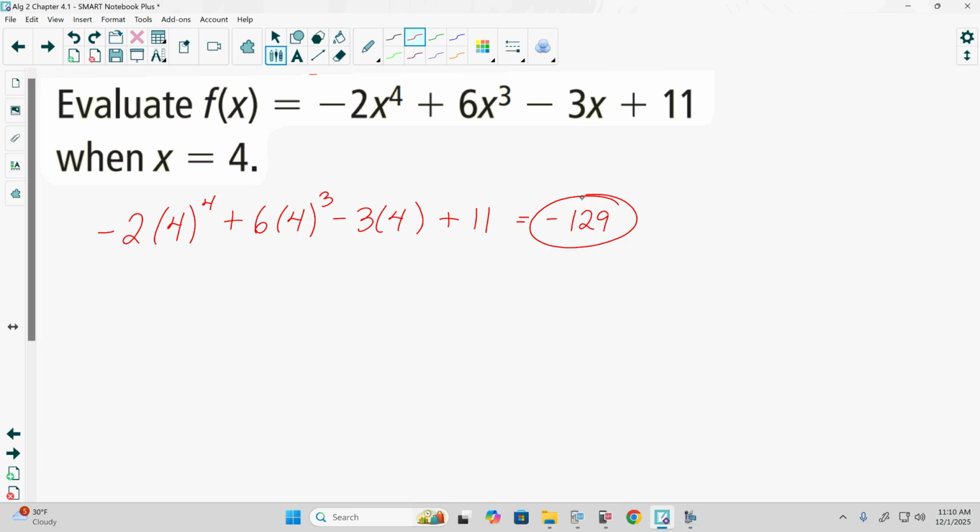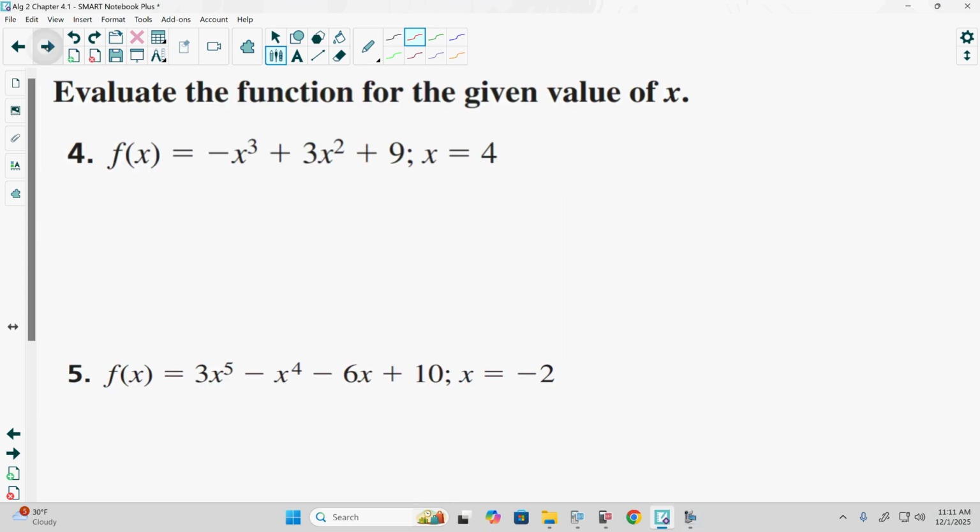Questions on this here? Questions on evaluating? Do you feel comfortable with evaluating? I don't think we need to see another example of evaluating these here. All right.